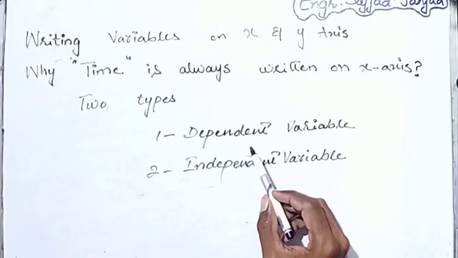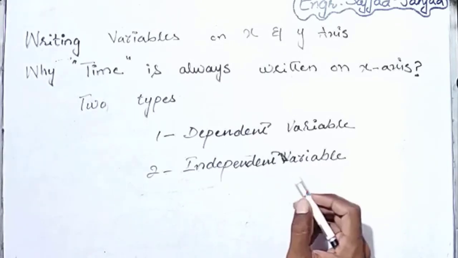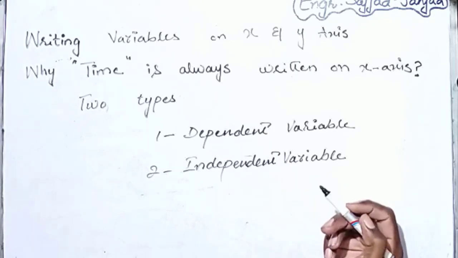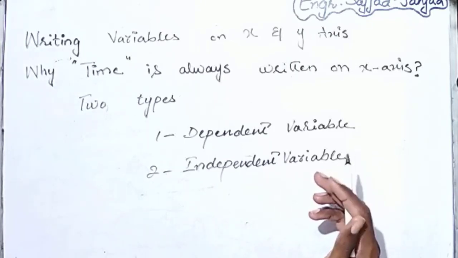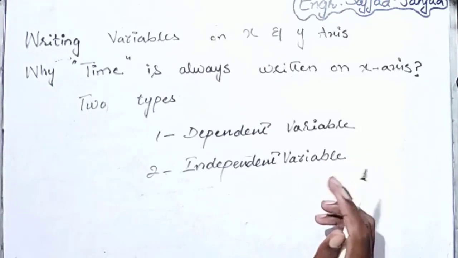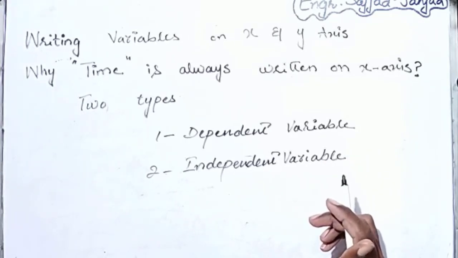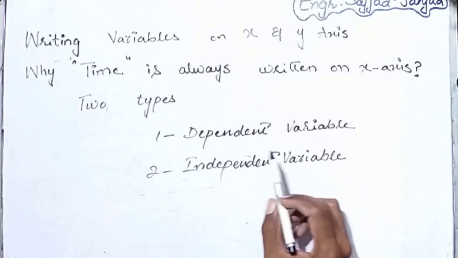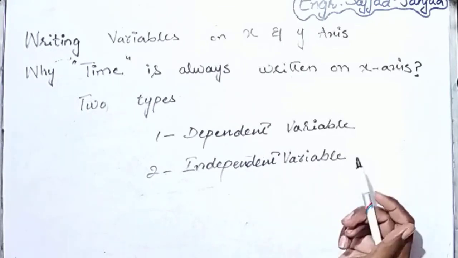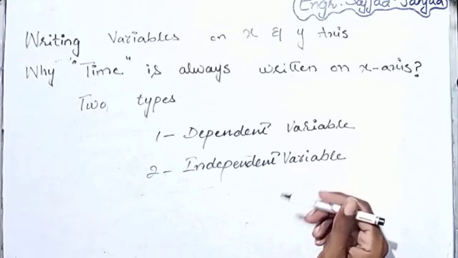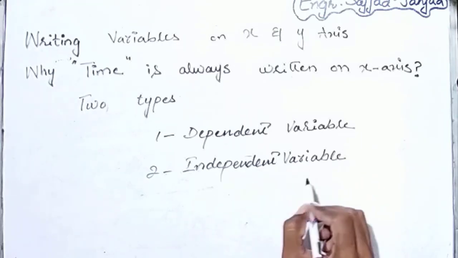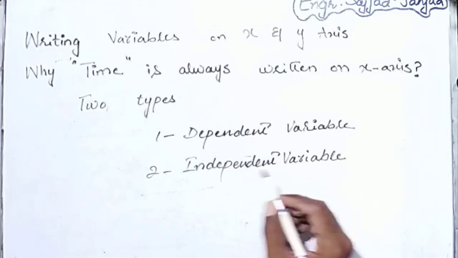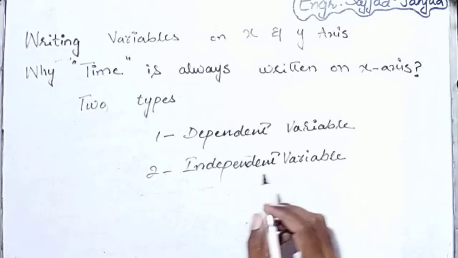As the name shows, the dependent variable depends upon the increasing or decreasing of the independent variable, and the independent variable is the one that does not require any dependency on others. So first of all, we will discuss examples of dependent and independent variables. Dependent variables include speed or acceleration, etc., and the independent variable is time. So the independent variable is always written on the x-axis.